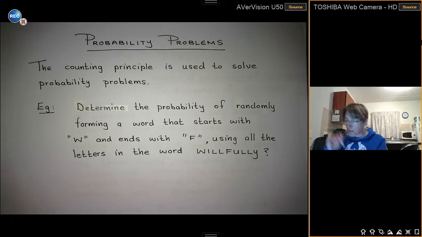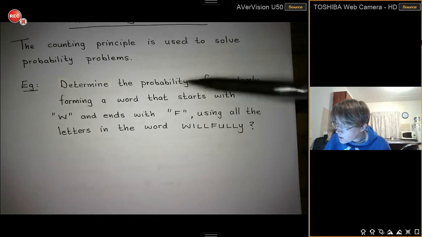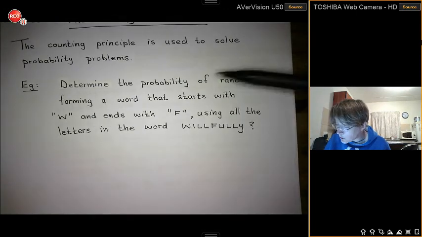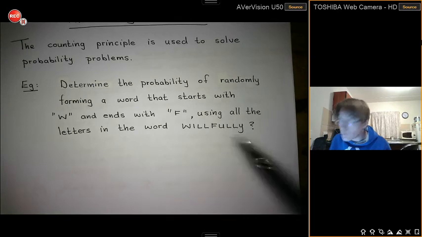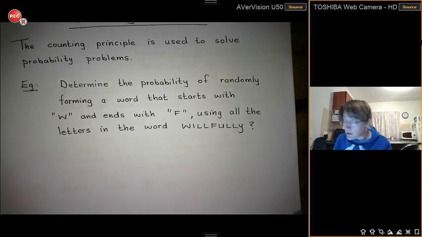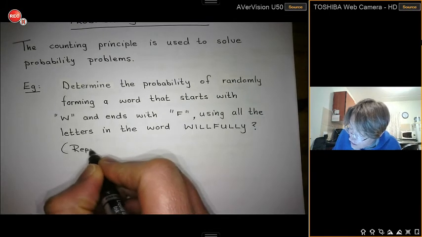Okay, probability problems. The counting principle is used to solve probability problems. So in this first example, they say, determine the probability of randomly forming a word that starts with the letter W, ends with the letter F, using all the letters in the word willfully. And I have to state, repetition is not allowed here. Let's just make that very clear here. Repetition is not allowed.